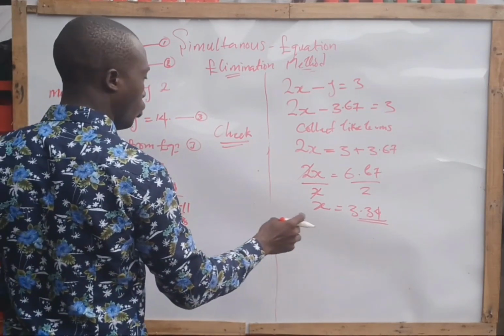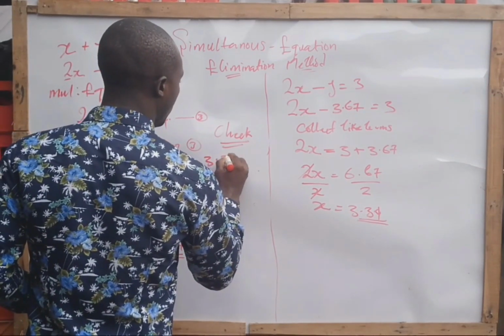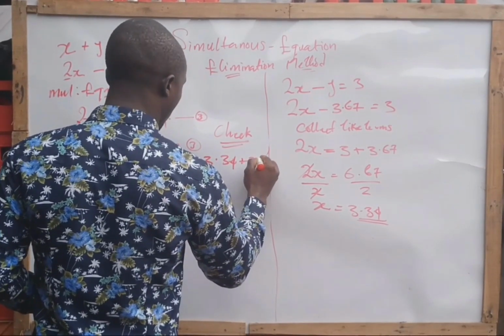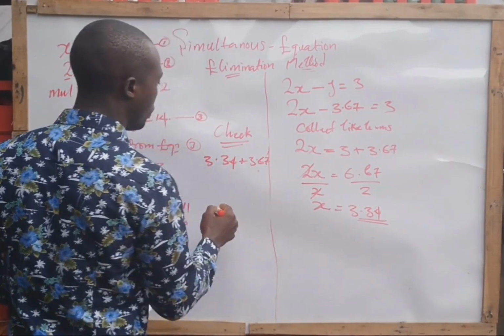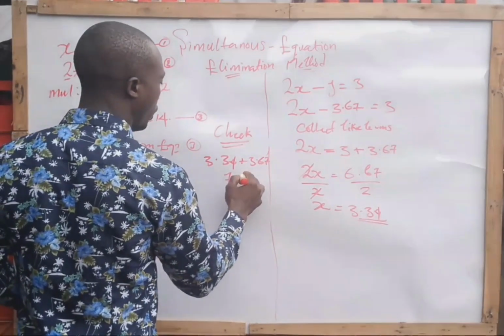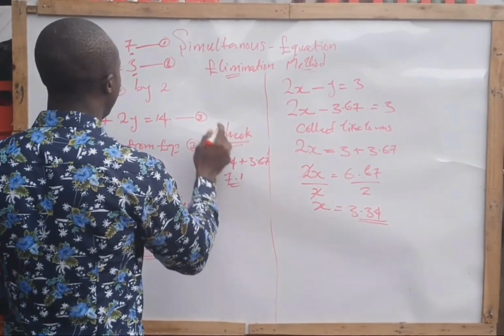So now for equation 1, we have x plus y, which is 3.34 plus 3.67. By the time you put this into your calculator, you will have 7.1, which is approximately 7.